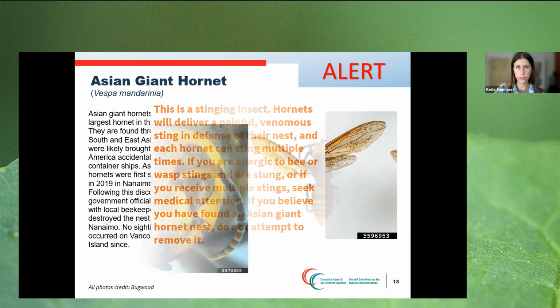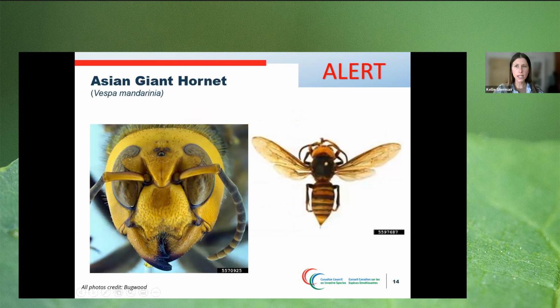So in terms of ID, the pictures are a little bit more challenging to find. But key features, starting with the nest: typically they nest in underground cavities or above ground in tree stumps or forested areas. They emerge in late April to early May to establish their new nest.